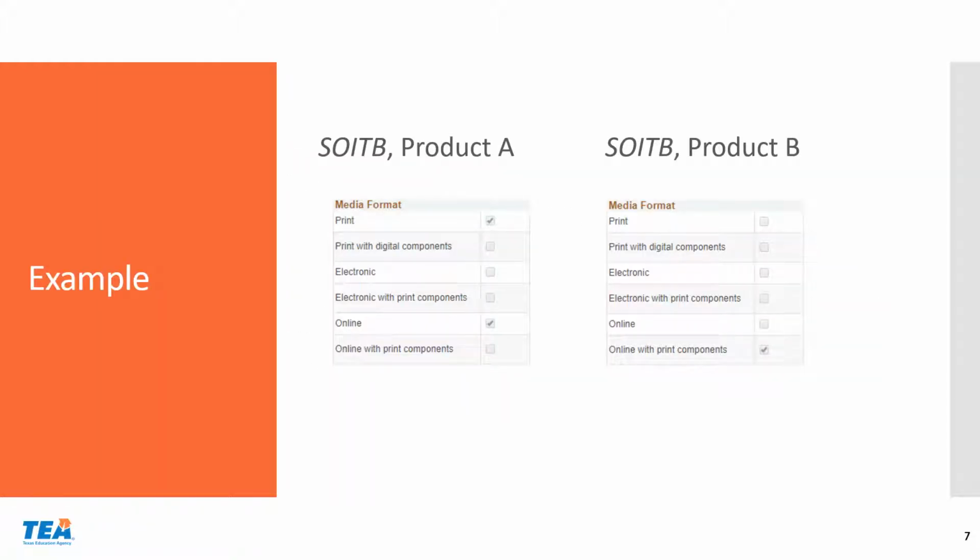I've clipped the media format selections from two approved statements of intent to bid. For Product A, the publisher selected both print and online, which means that districts will have a choice between a print version and an online version of the product when ordering. So we would expect to see two complete descriptions, one for the print components and another for the online components. For Product B, the publisher selected online with print components. We would expect to see one complete description with both online and print components.